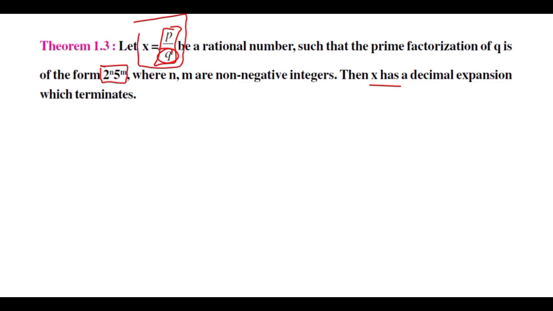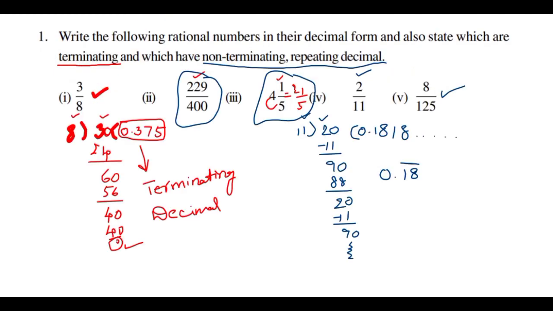That means the fraction has a decimal expansion which terminates. Let us discuss one example, then you can understand very clearly. Observe this 3 by 8. Here I did the normal division and got a remainder 0 and the quotient 0.375. That means it's not repeating, so it is a terminating decimal.